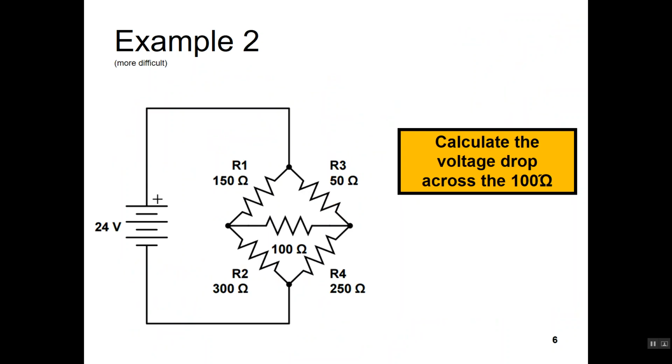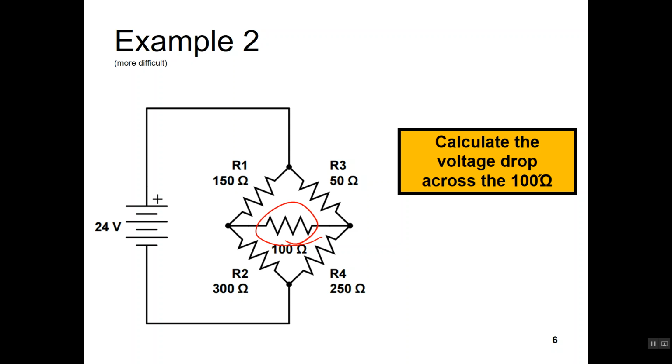Example 2. What I'm asking now is calculating the voltage drop across that 100 ohm resistor in the middle. Now it's going to be a little bit more complicated because I can't ignore what's in the middle. It's not a nothing. If there's nothing there, it would be easy. We'd just do the method I just talked to you guys about.